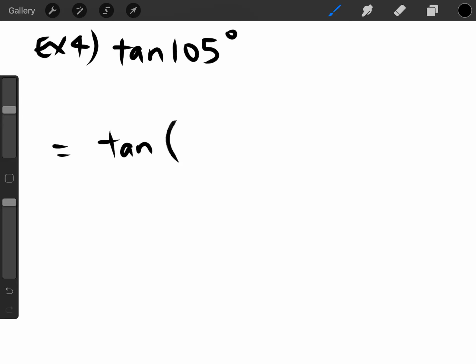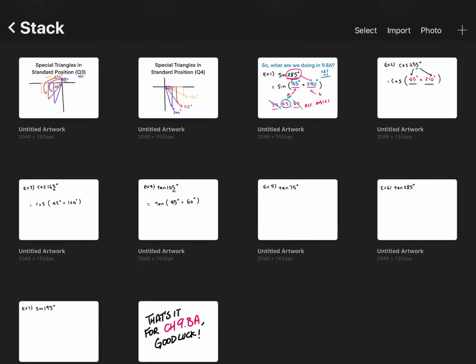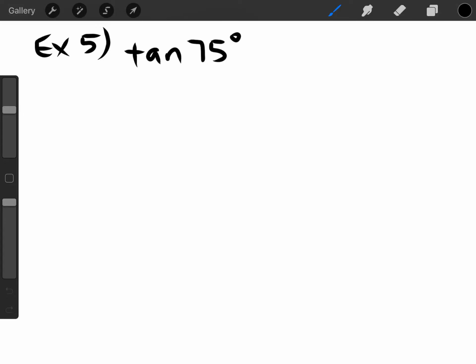What about this one, 165? The unit digit is a 5, so you're going to use cosine. The first one, I told you, is going to be 45 degrees every single time. The next one is 120 degrees.